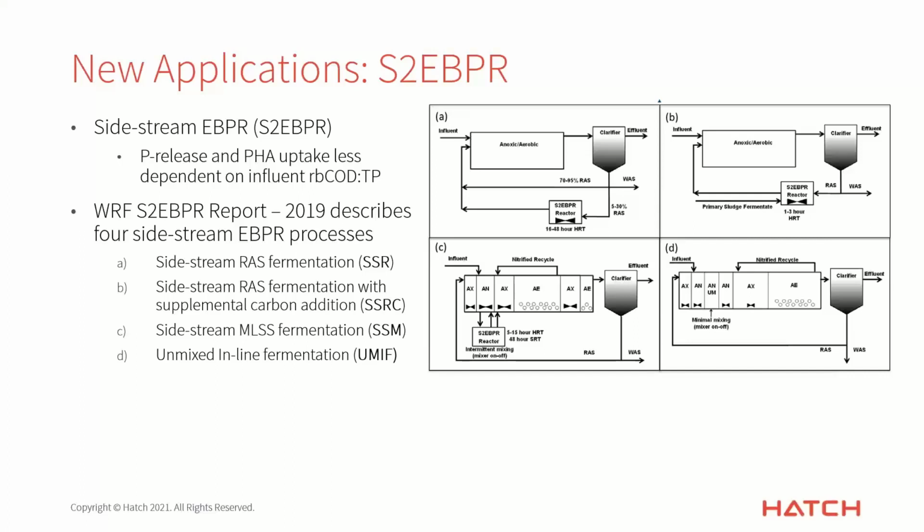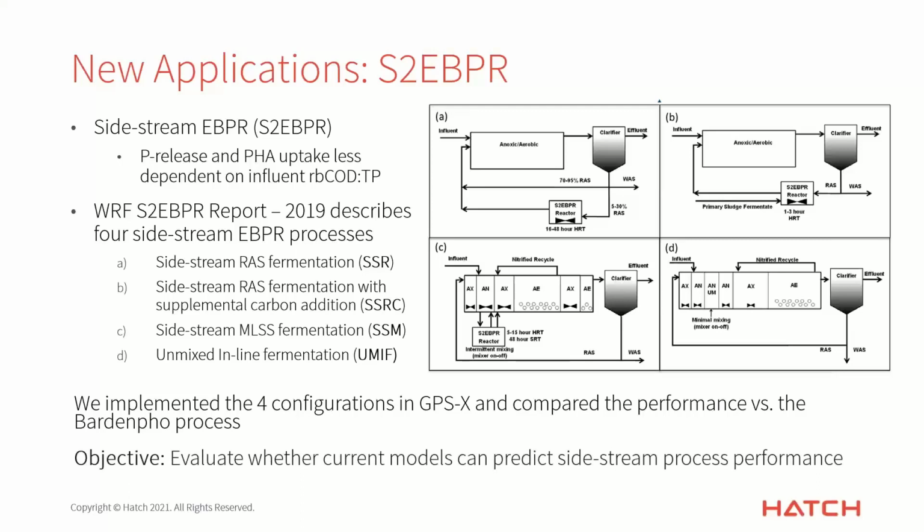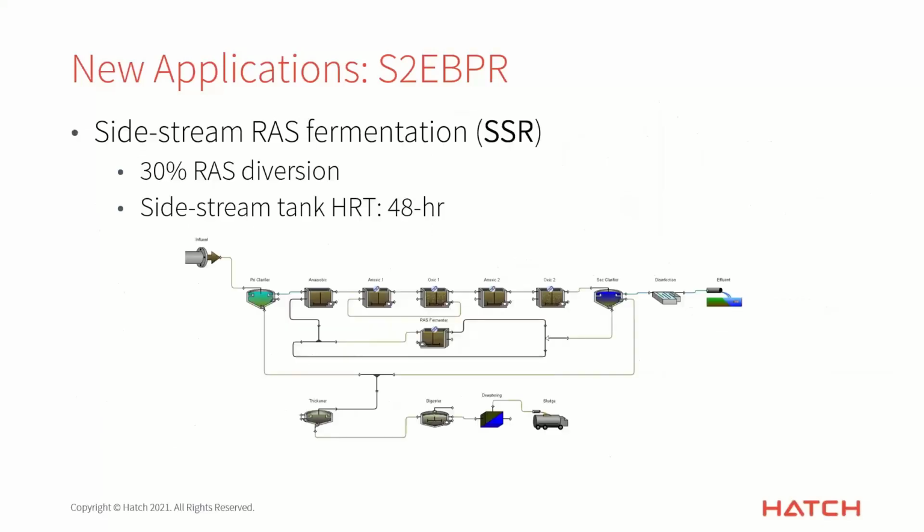So the thing is that this report suggested that current models are not really able to predict side stream EBPR performance compared to just the typical EBPR performance. So what we wanted to do is look into this. We implemented these 4 configurations in GPS-X and compared their performance versus the performance of just the typical Bardenpho process, with the objective of evaluating whether current models can predict side stream process performance.